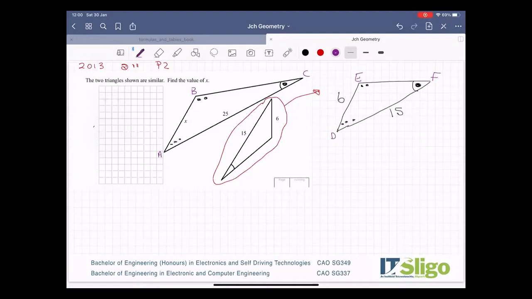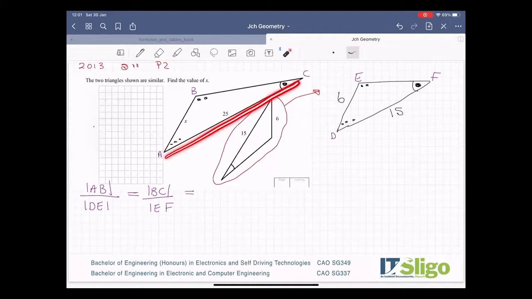Okay, so the similar triangles theory tells me that their sides are in proportion. So what does that mean? Well, the length of the side AB over DE, when I put one of those sides over the other, I'm going to get the same answer as if I put BC over EF, because those sides are in proportion. And that's going to get the same answer as if I put AC over DF.